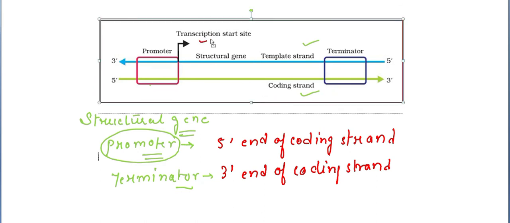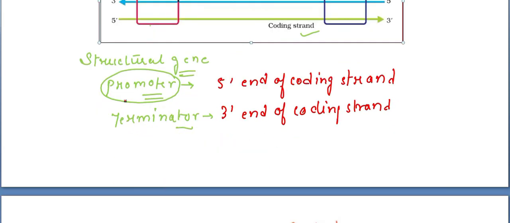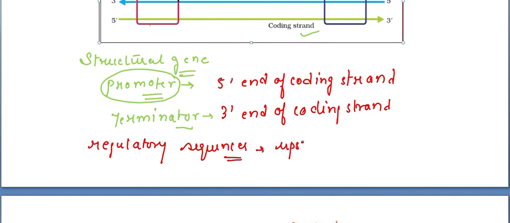This is the transcription site. There are some other sequences also, which are called regulatory sequences. Regulatory sequences are present upstream or downstream to the promoter, and they regulate the process.